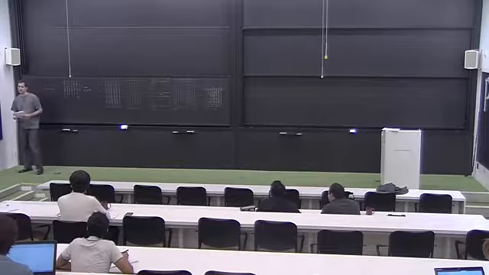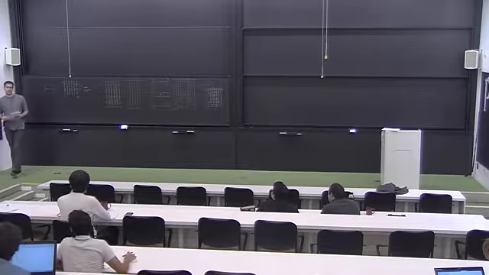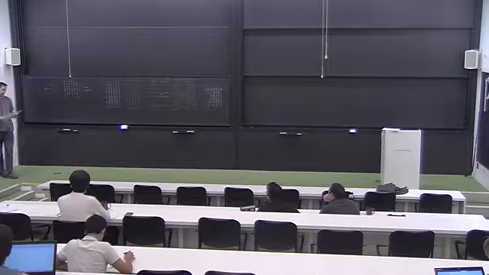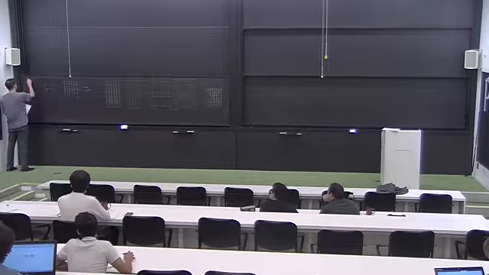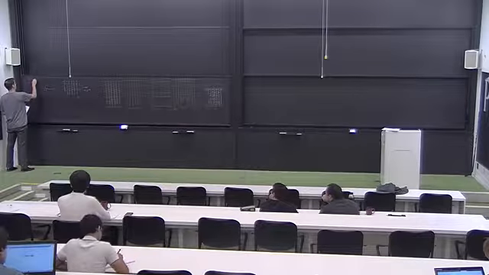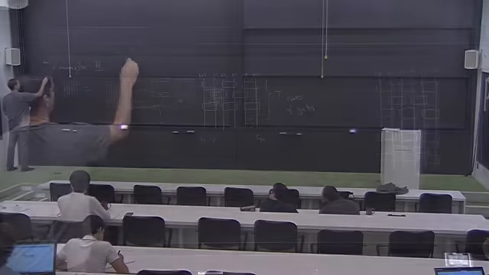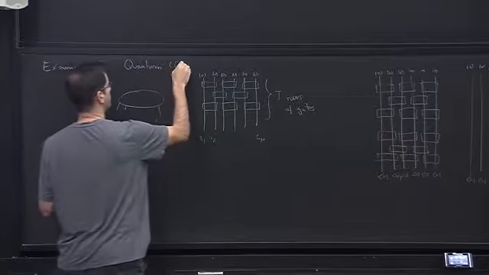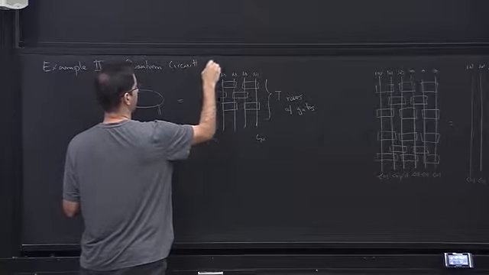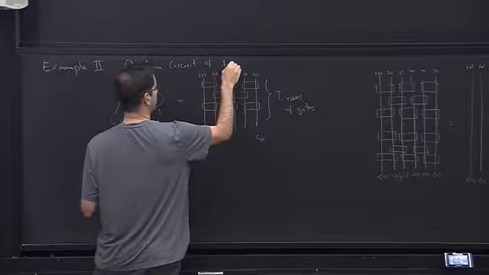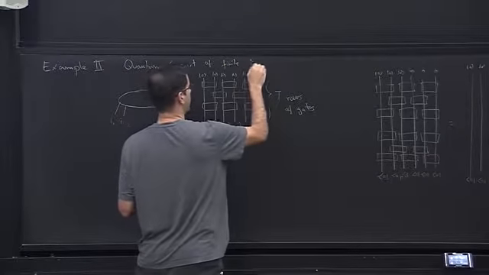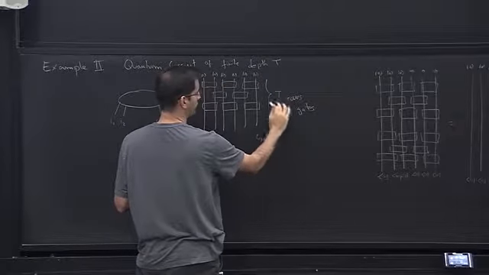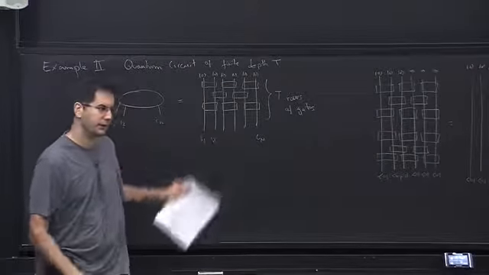Continue to discuss tensor networks. There was example number 1, a product state, a trivial tensor network that we discussed yesterday, and today we'll continue with example number 2. And this was a quantum circuit of finite depth T, meaning that it's a quantum circuit made of T rows of gates, as in the drawing.